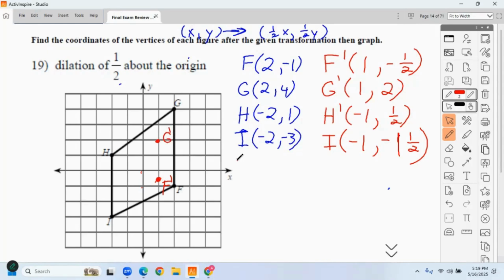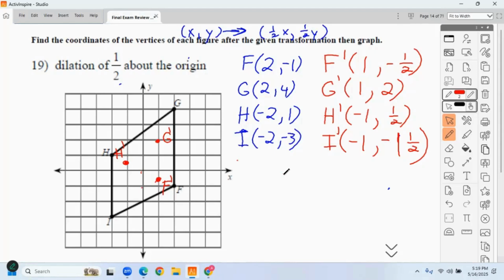Now, in this case, we're going to have H prime, which is going to be -1, and then we got a half here. So we're going to have -1 and a half. So this is going to be H prime. And then I forgot to put my prime on here. I prime. So in this case, we're going to have -1 and -1.5.